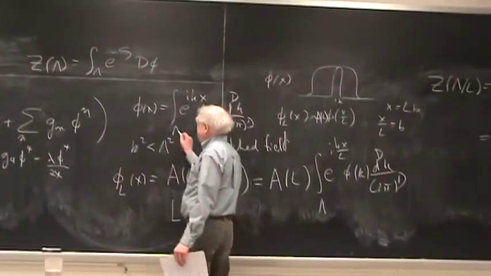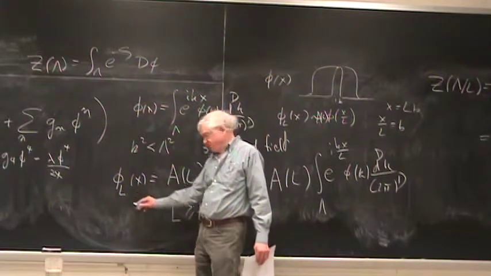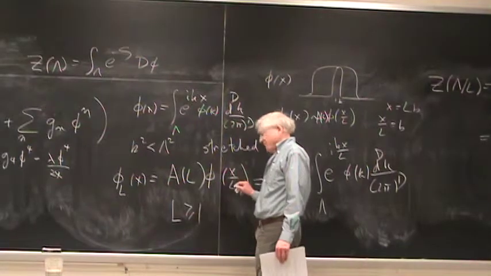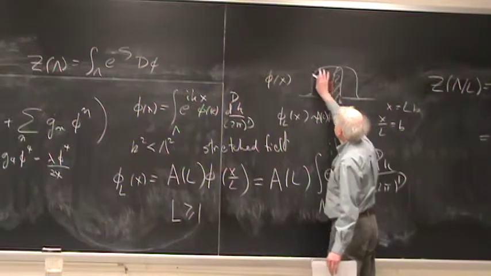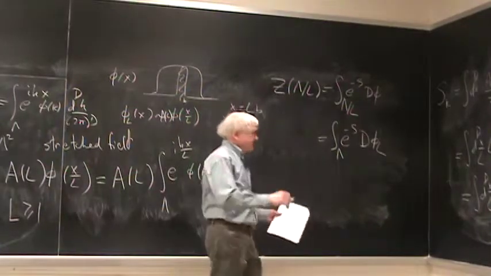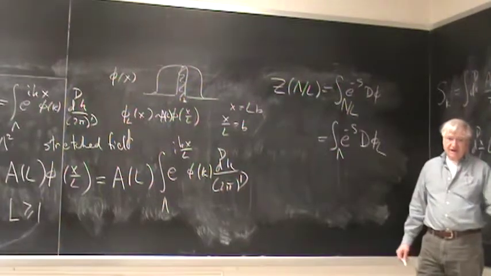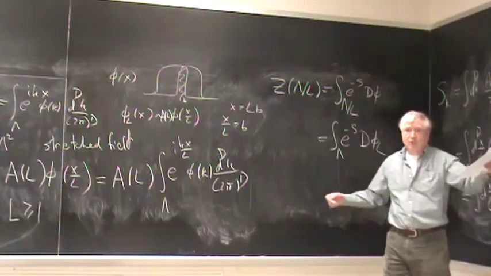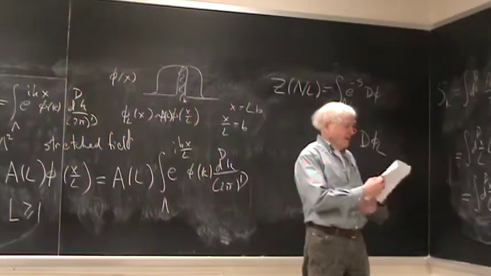We're path integrating with an ultraviolet cutoff, but now we're introducing stretched fields, and the stretched field is some scale factor that we're determining times phi of x over L. This is the stretched field, so if the ordinary field looks like this, the stretched field looks like that. Apart from a scale factor, which is A of L, we choose the scale factor so that the kinetic action remains invariant. It's in chapter 18, section 3 of the online notes. All right, so that's the value of L.